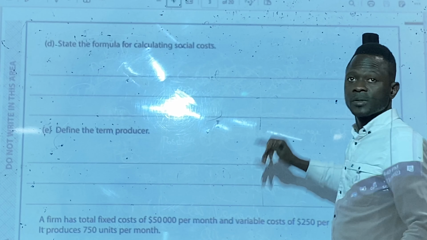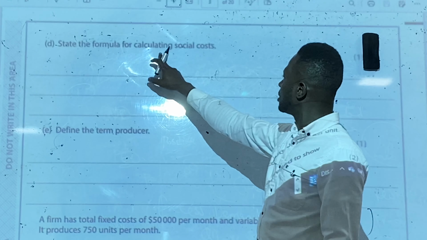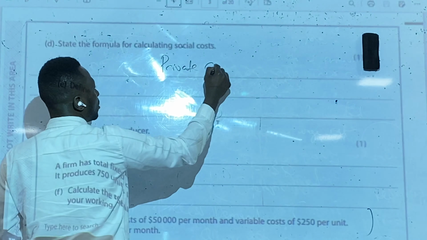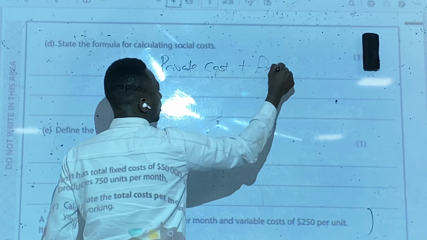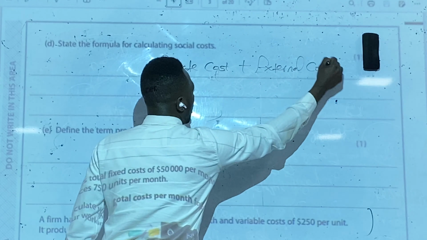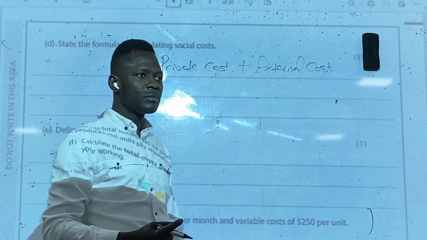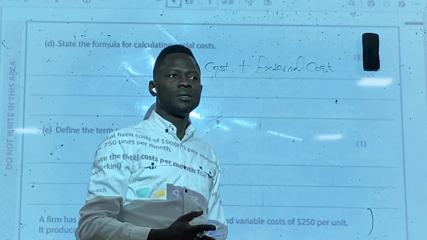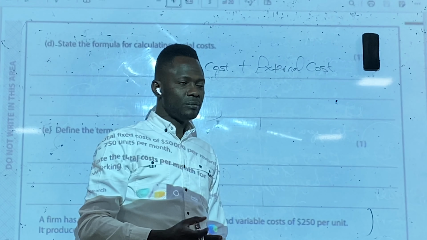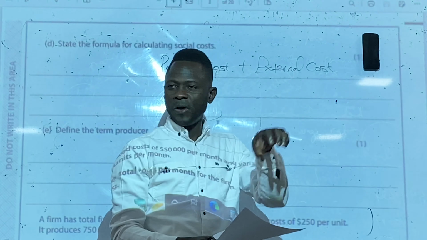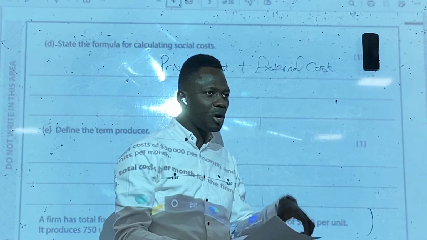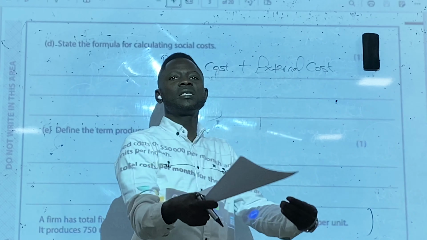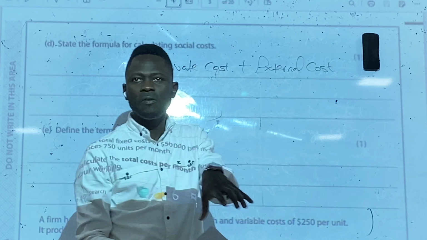This one we did last time. Let's calculate social cost. What is social cost? Private cost plus external cost. We did this last time. And what is private cost? Private cost is the cost from the business: the cost to the firm, the cost to the individual, the cost to the government that takes the action. For external, that is third parties, that is spillover to the third party.